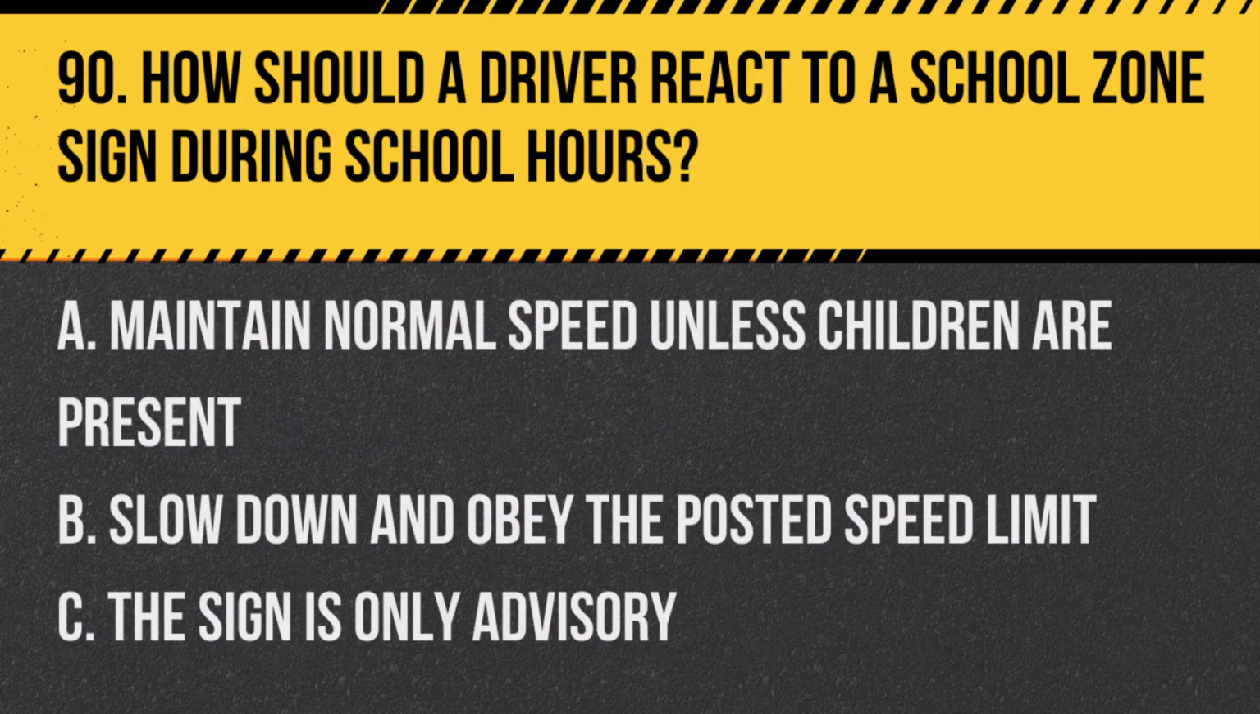Question 90. How should a driver react to a school zone sign during school hours? A. Maintain normal speed unless children are present. B. Slow down and obey the posted speed limit. C. The sign is only advisory. Answer. B. Slow down and obey the posted speed limit. In a school zone during school hours, slow down and follow the posted speed limit.